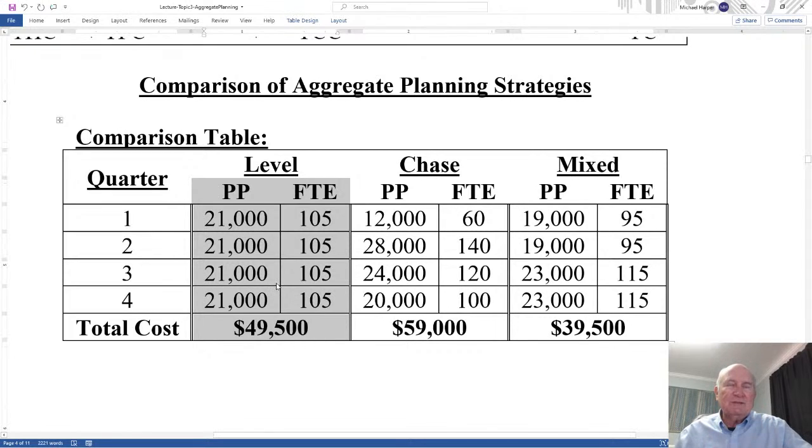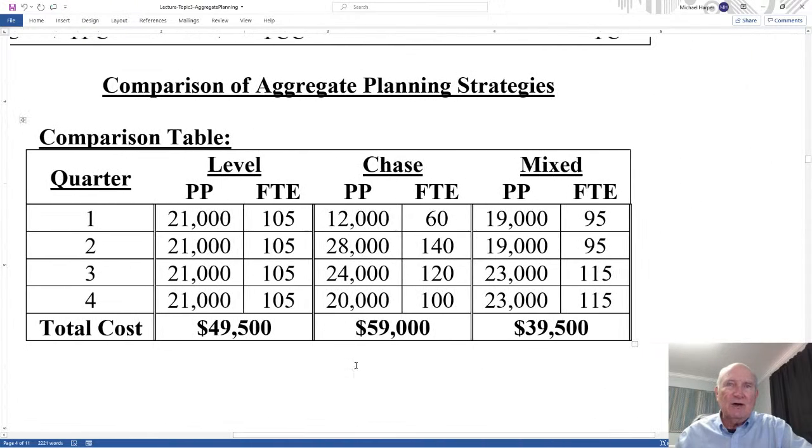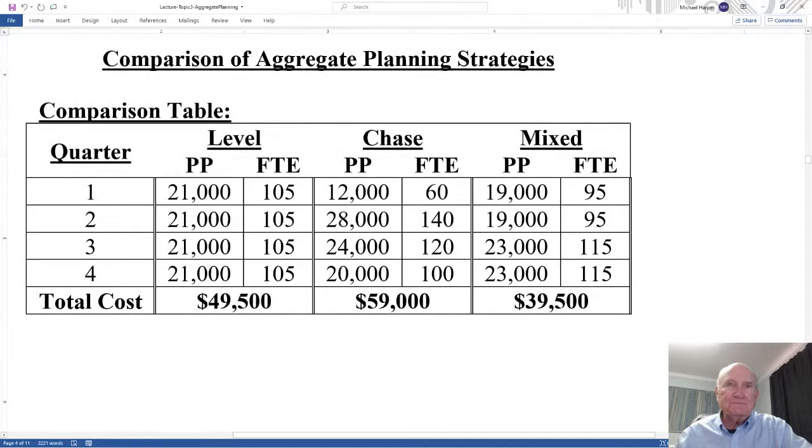So this comparison table in this discussion with the planning committee is looking at total cost and FTEs in production. That's all it's looking at. Well, for example, let's go a little deeper and let me just show an example of how this discussion would go, and also to motivate aggregate planning.